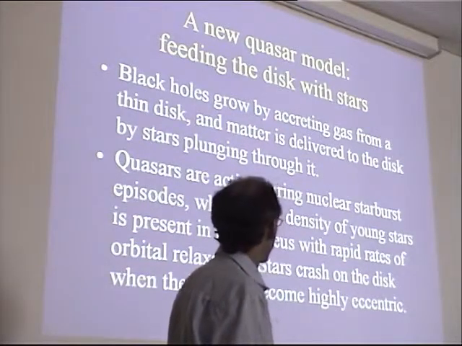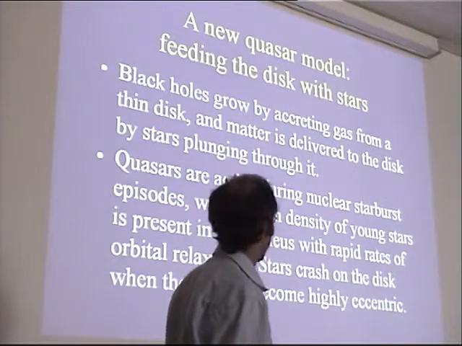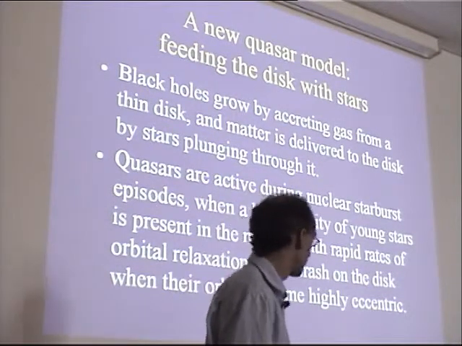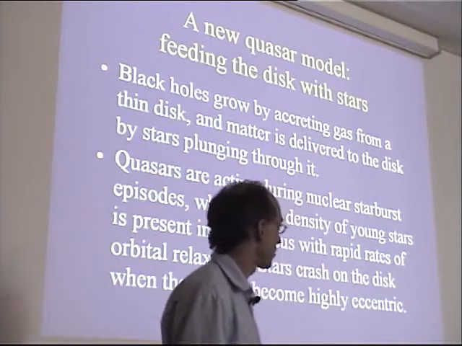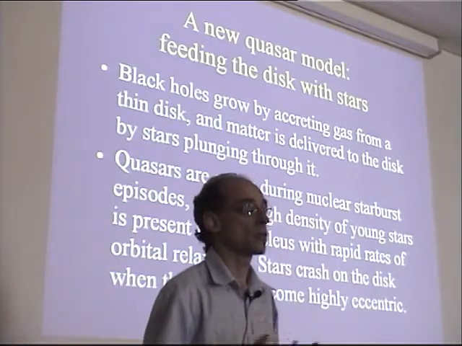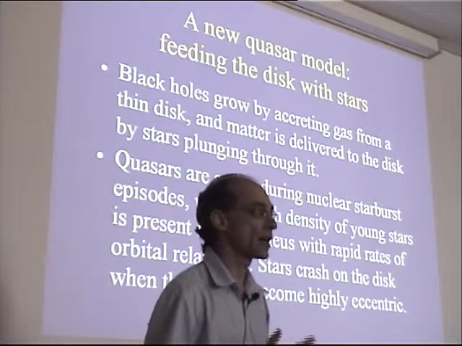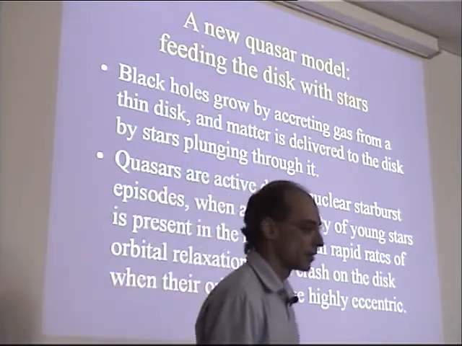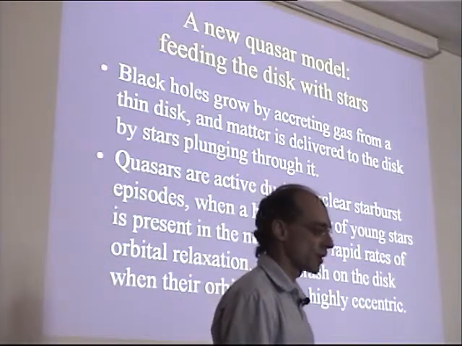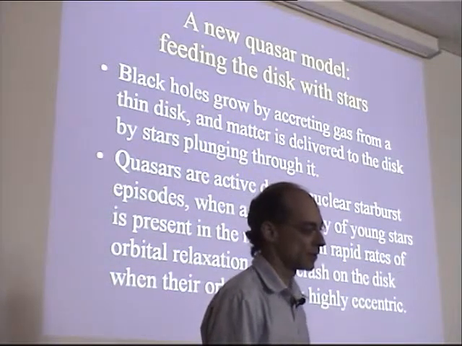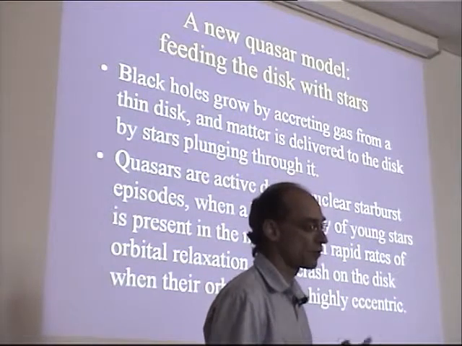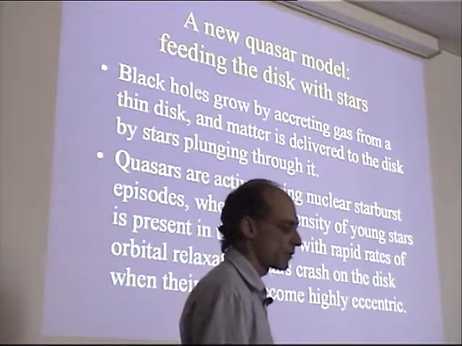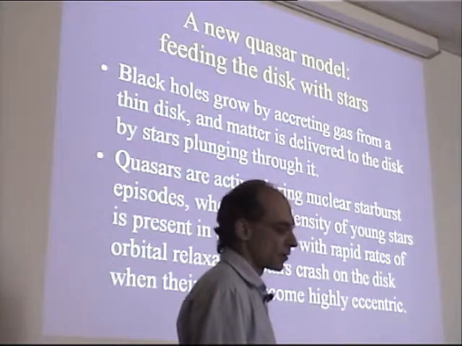And so that would happen whenever there is a very high density of young stars present in the nucleus with rapid rates of orbital relaxation, maybe because, during episodes of star formation, there are also massive clouds moving around, clusters of stars that haven't completely been tidally destroyed. So that would increase the rate of relaxation because you have a lot of massive structures around, and perhaps still residual violent relaxation from mergers that have started the process of star formation in the nucleus. So essentially that's the idea.